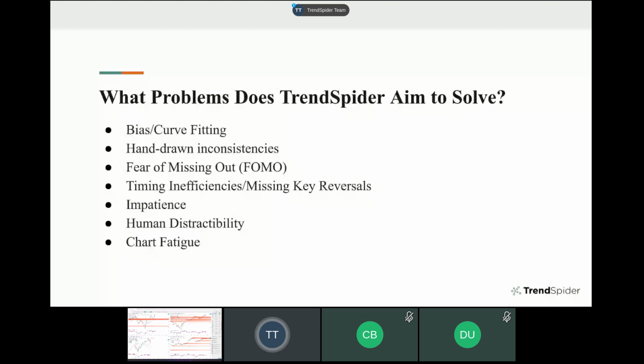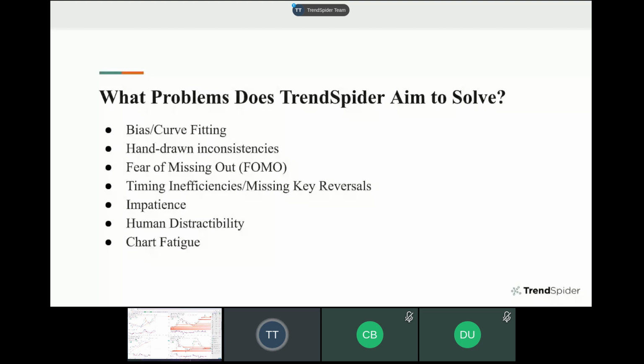With timing inefficiencies and missing key reversals, this really cuts into the alerts as well. So for example, you're working all day. Some people don't have the luxury of staring at the chart all day, and some people don't really want to do that. They want to have very strict rules that they can really adhere to through these different alert systems that we have.